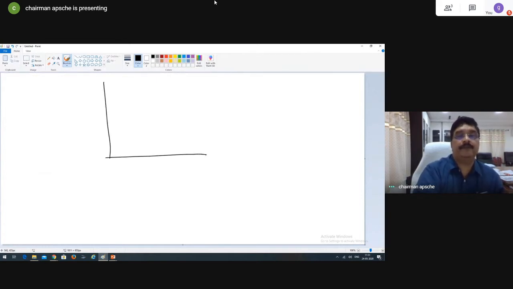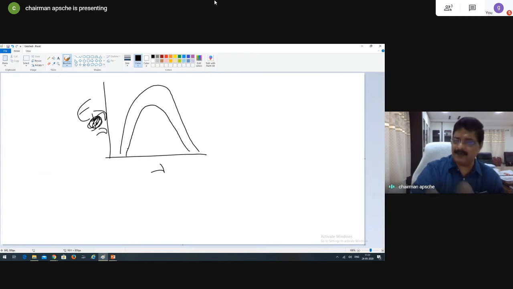If you plot emissive power E_b lambda against wavelength for a black body, this is the curve. For a gray body, it will be less than a black body, but almost following a similar trend. For a real surface, it varies.